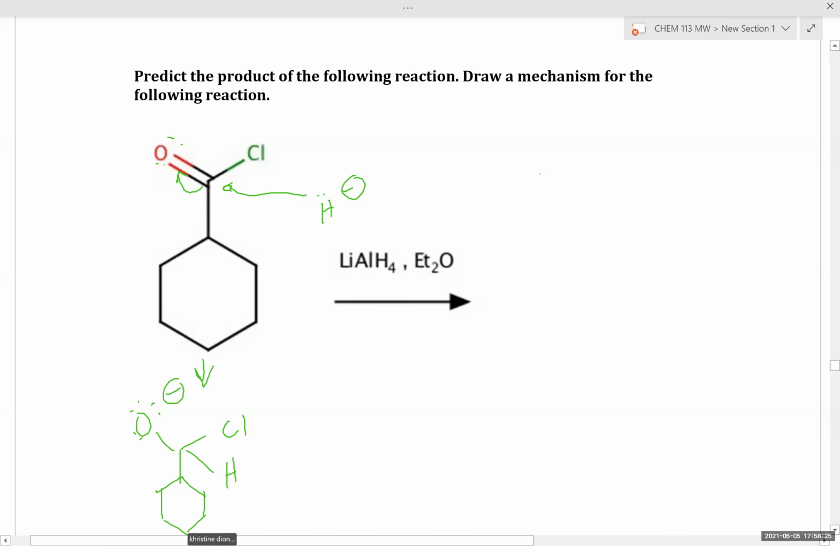So hydride attacks the electrophilic acyl chloride carbonyl carbon. From here, we get a tetrahedral intermediate. And in this case, the tetrahedral intermediate collapses to kick out our leaving group. And our best leaving group is chloride. However, the aldehyde that we make is not going to last very long under the reaction conditions.